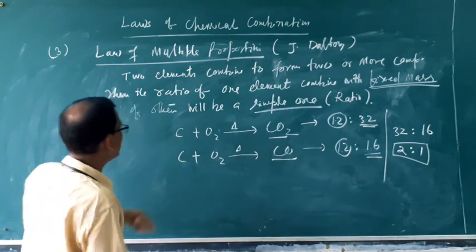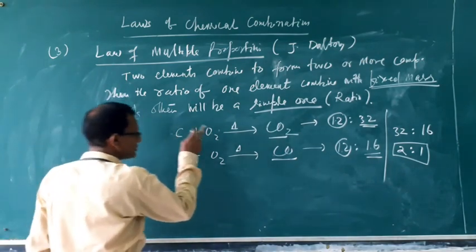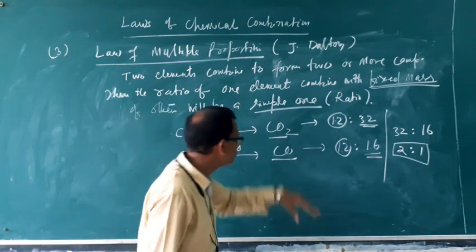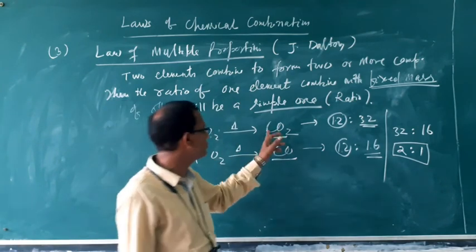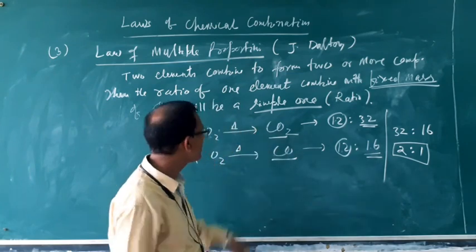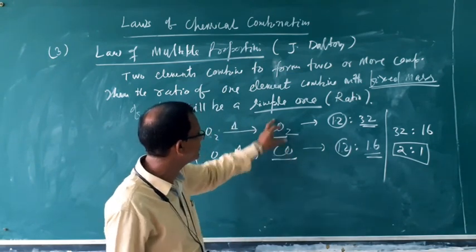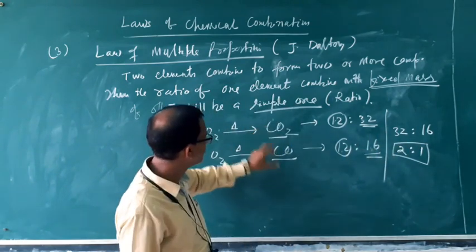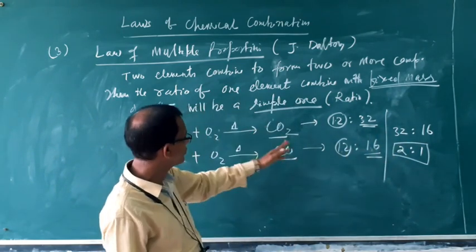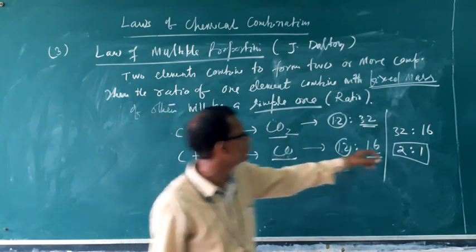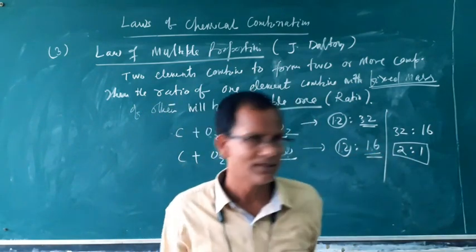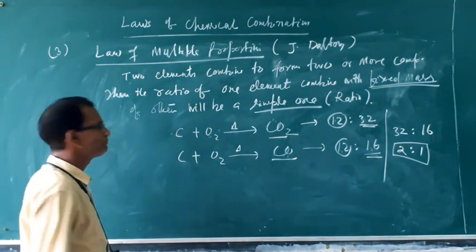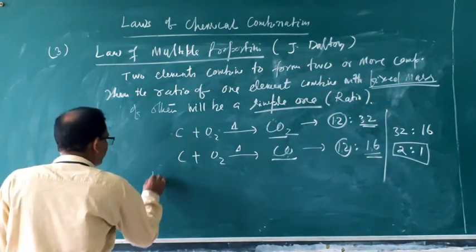When two elements, here carbon and oxygen, combine to form two or more compounds, here two compounds, CO2 and CO, and the percentage of oxygen in both is 32 and 16. Keeping carbon constant, the ratio of oxygen in the two compounds is 2:1, which is a simple one. That's why it satisfies the law of multiple proportion.